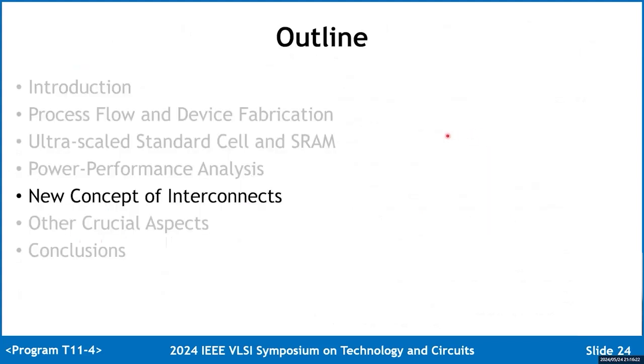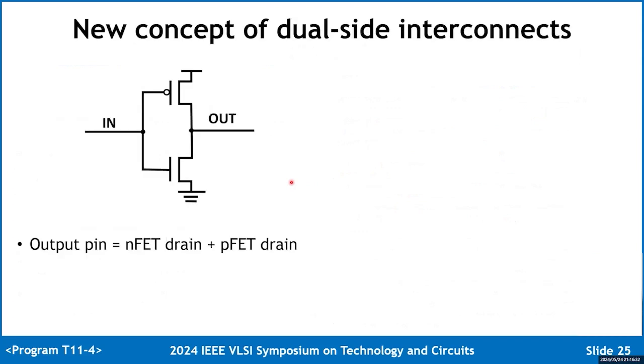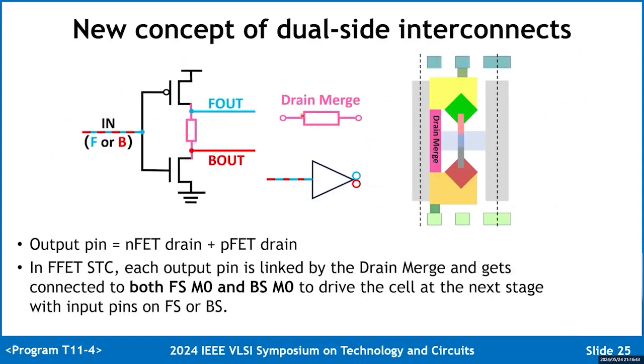As we mentioned before, the FFET has dual-side global interconnects and a special dual-side output pin in standard cell design. Let's see how it works. For logic gates, the output pin is typically composed of a common drain of a pair of NFET and PFET. In FFET standard cell, each output pin is linked by the drain merge structure and gets connected to both frontside metal 0 and backside metal 0 to drive the cell at the next stage with input pins on frontside or backside.